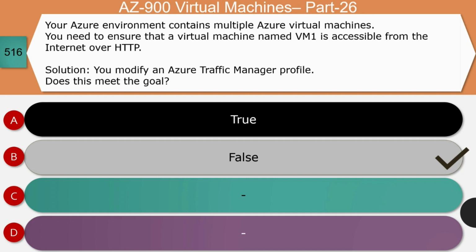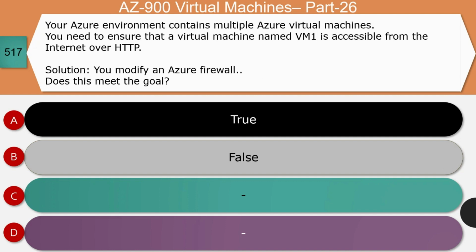Let's see the reason. To ensure that the virtual machine named VM1 is accessible from the internet over HTTP, you need to modify a network security group or Azure Firewall. In this question, we need to add a rule to the network security group or the Azure Firewall to allow it to connect. And so the right answer for this question is false.